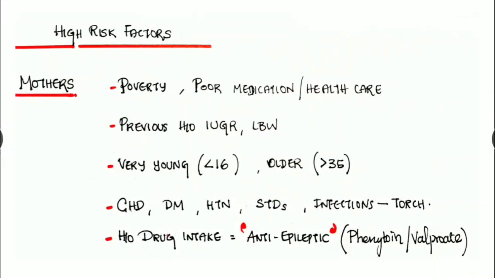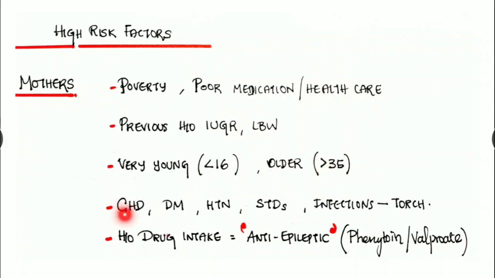Let's see which are the high risk factors. In the mothers, poverty, poor medication or poor access to health care is a major risk factor. Previous history of IUGR or low birth weight, and the maternal age during conception. If it is a very young age, less than 16 years, or even an older age, more than 35 years, they are high risk factors.